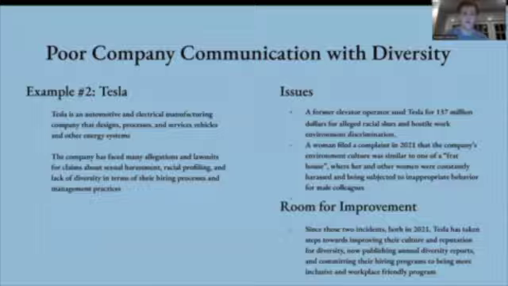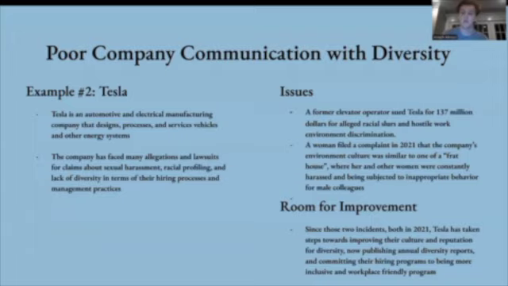They have faced many allegations and lawsuits for claims about sexual harassment, racial profiling, and a lack of diversity in terms of their hiring processes and management practices. To get specific, in 2021, an elevator operator sued Tesla for $137 million, and he alleged racial slurs and an overall hostile work environment discrimination.